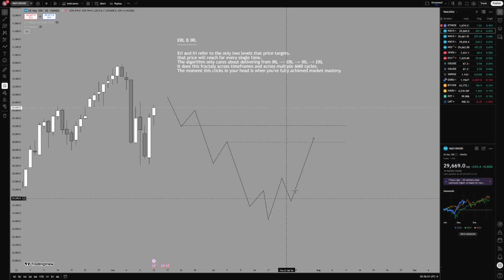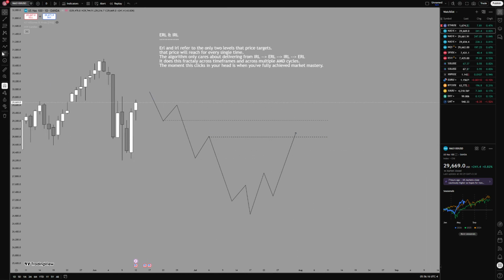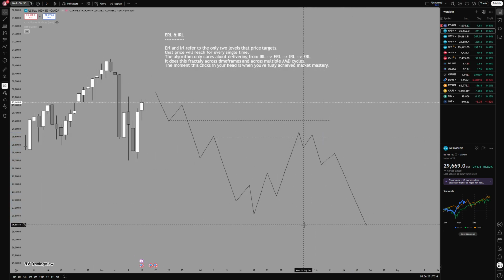So this distribution towards your little external range liquidity could suddenly be just a reach for external range liquidity on a lower time frame. But on the higher time frame, you could be reaching into an internal range liquidity. And price could take this, shift in structure again, and continue lower.